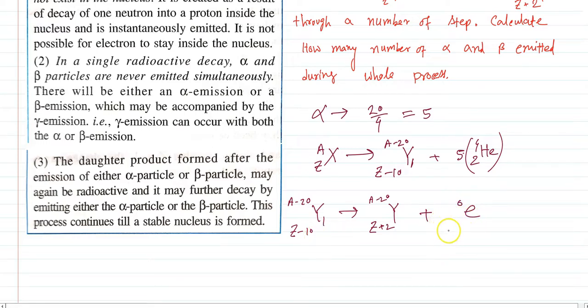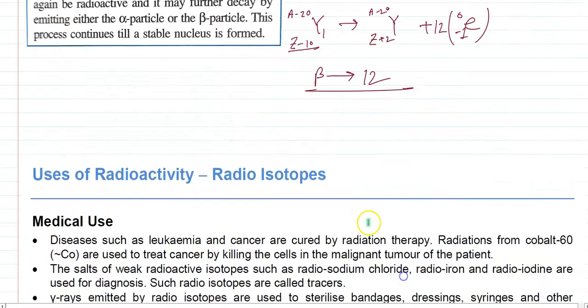So how many beta particles will be emitted? Z minus 2 means minus 1, and there will be, I think, 12. Okay, Z plus 2 minus 12 means Z minus 10. Okay, means 5 alpha particles are emitted and 12 beta particles are emitted. So beta will be 12.